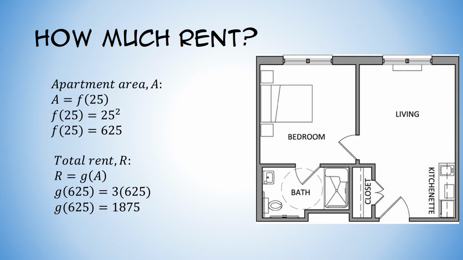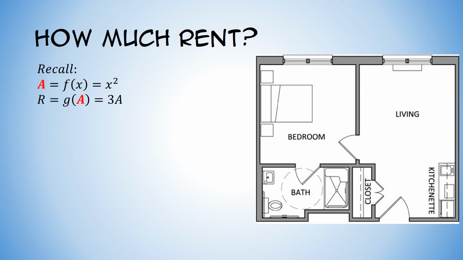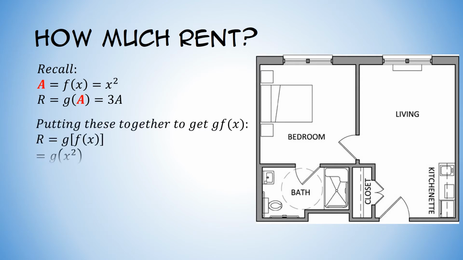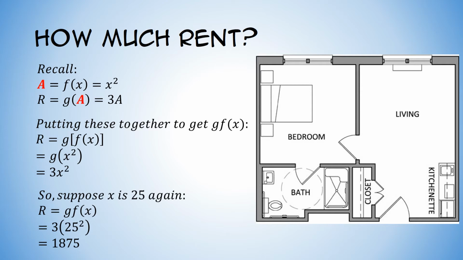As you can see, we required 2 steps of calculation to get to this result. But composite functions can help us do it in half the time. Here's how. Since R is a function of A, and A is a function of x, we can just substitute f of x into the function g to get 3x squared. So suppose x is 25 again, we can just calculate our rent immediately with gf of x to get the same 1,875 ringgit.